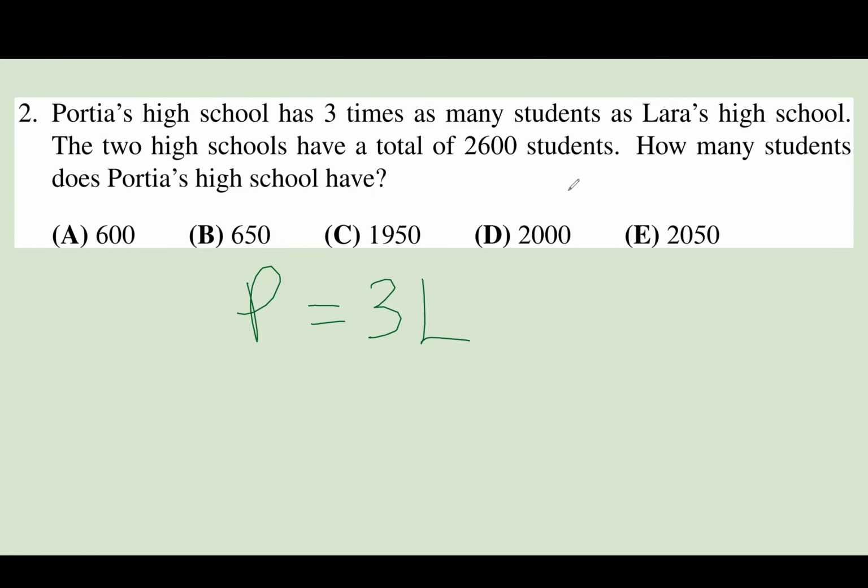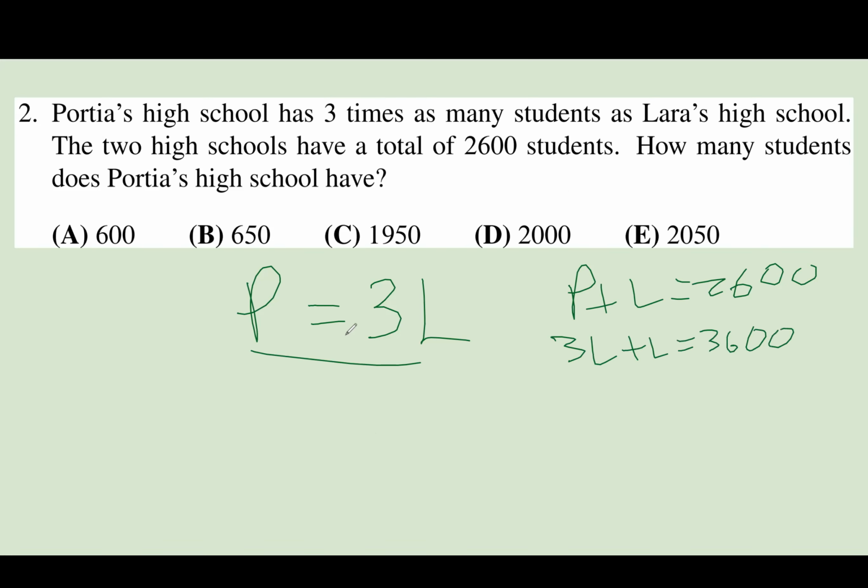Portia's high school has 3 times as many students as Lara's high school. The two high schools have a total of 2,600 students. Okay, so P plus L equals 2,600, right? Remember, P equals 3L. 3L plus L equals 3,600. 4L equals 3,600, right? L equals 900, right?